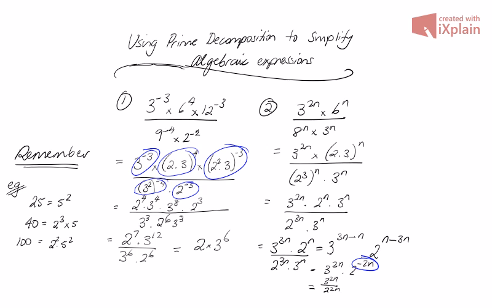That's the correct solution. It only works because the powers are exactly the same, but I can actually write it as 3 over 2 all to the power of 2n to simplify it as well.